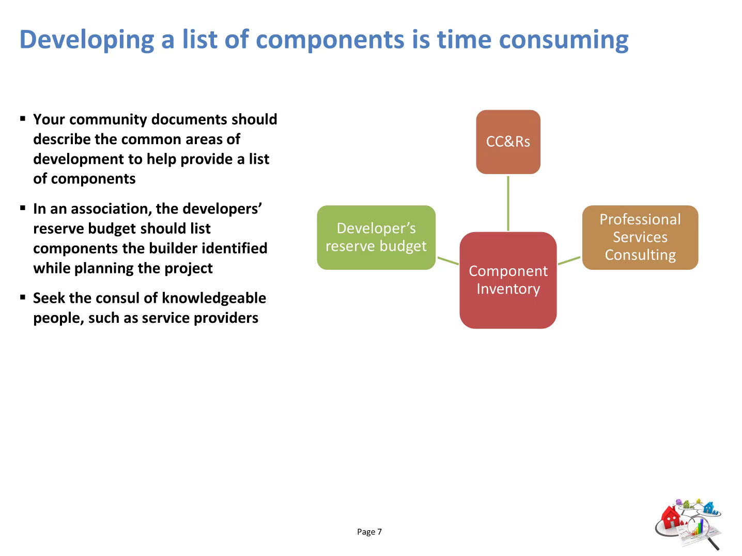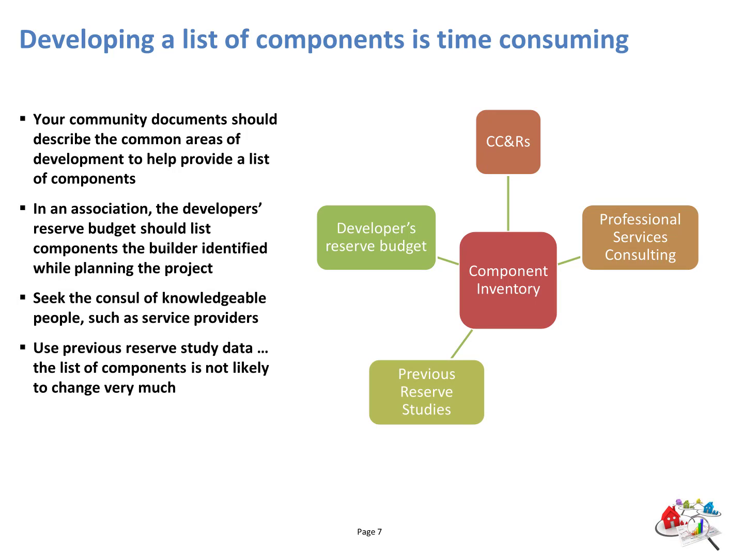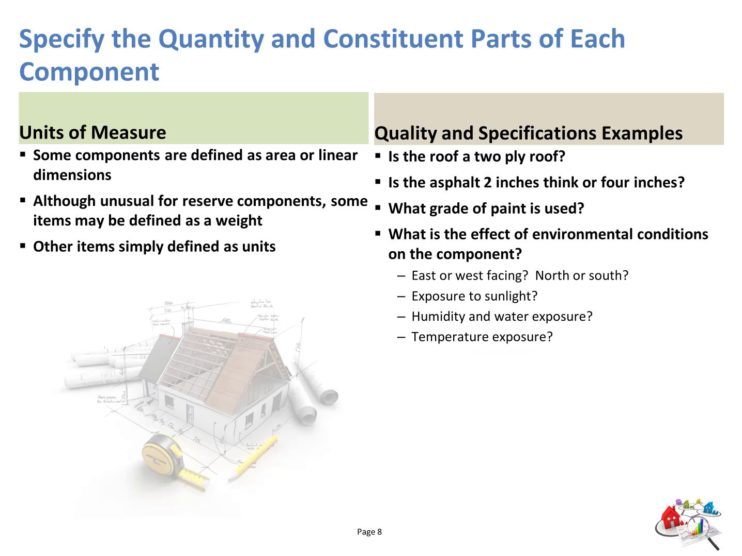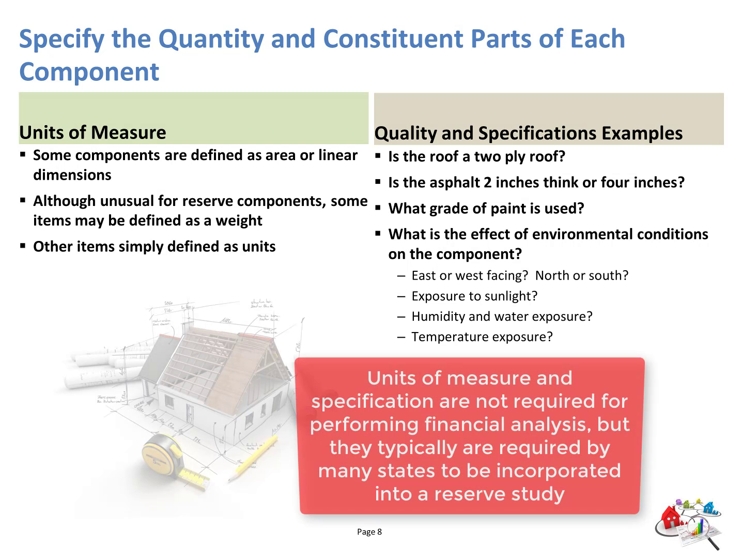You should also seek the counsel of knowledgeable people such as service providers. You can use previous reserve study data, and this is because the list of components is not likely to change. And lastly, you can check with local governments and utilities because they will also be able to tell you where their responsibilities end and the responsibilities of the association begin.